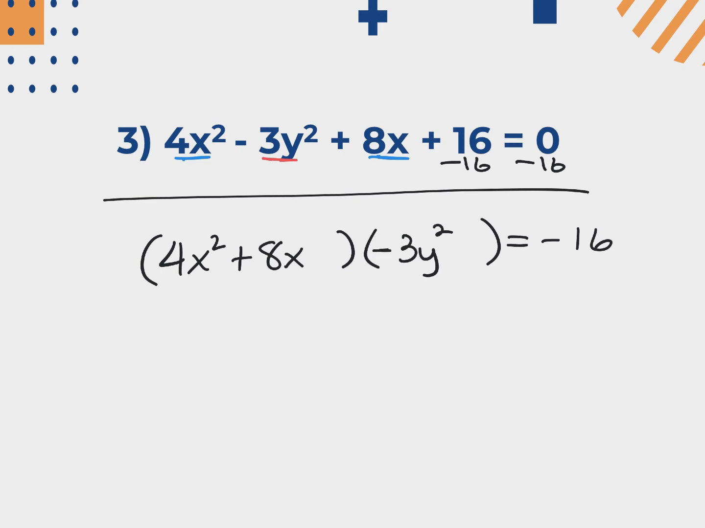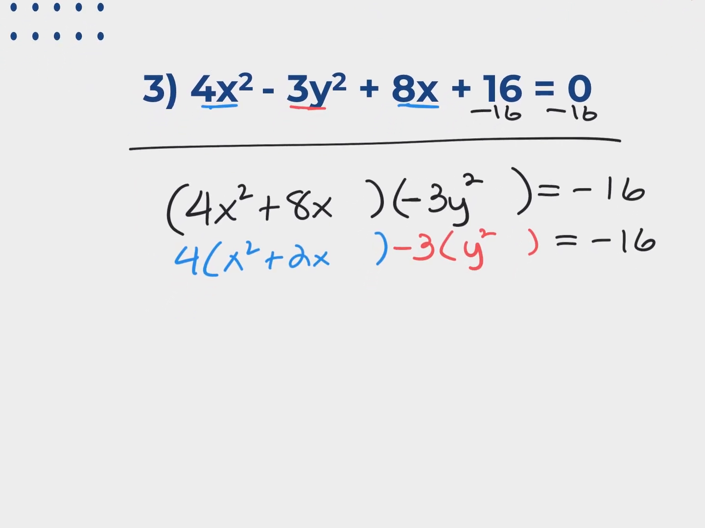All right, I need to complete the square for the x's. Again, remember the number in front of x squared must be a 1. So I'm going to divide out a 4 first. And then I'm left with x squared plus 2x, still leave the blank space. Same thing here for the y. I'm going to factor out a negative 3. And then I'm left with y squared. I can leave the blank space, negative 16.